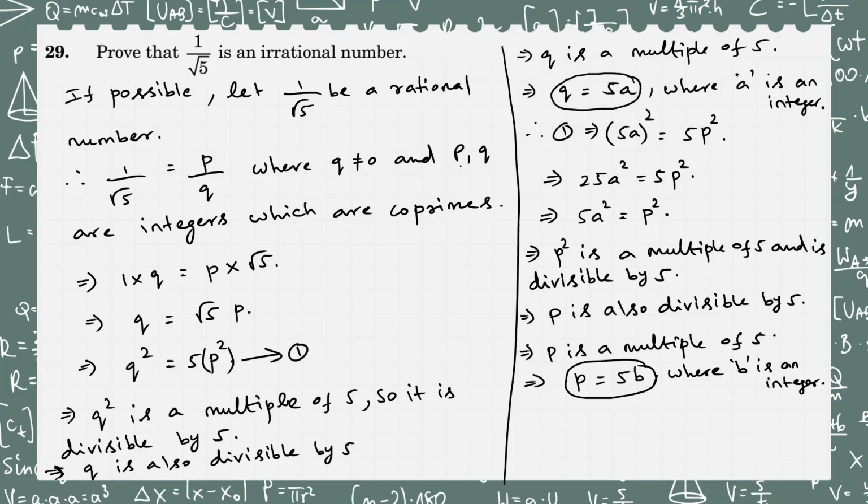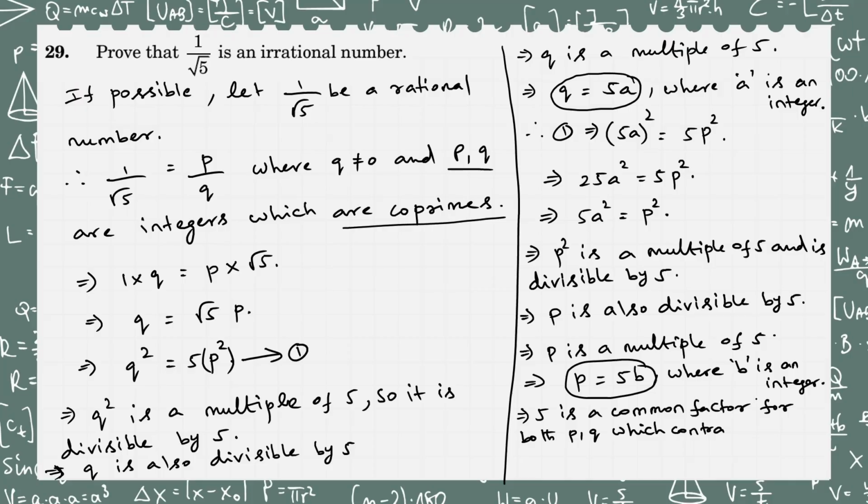But we have already considered p and q are co-primes. That means they have no common factor. But now we are getting 5 as a common factor for both of them. So this contradicts the assumption, so it cannot happen. So let us conclude. That implies 5 is a common factor for both p and q, which contradicts the assumption, because we have assumed they do not have any common factors.